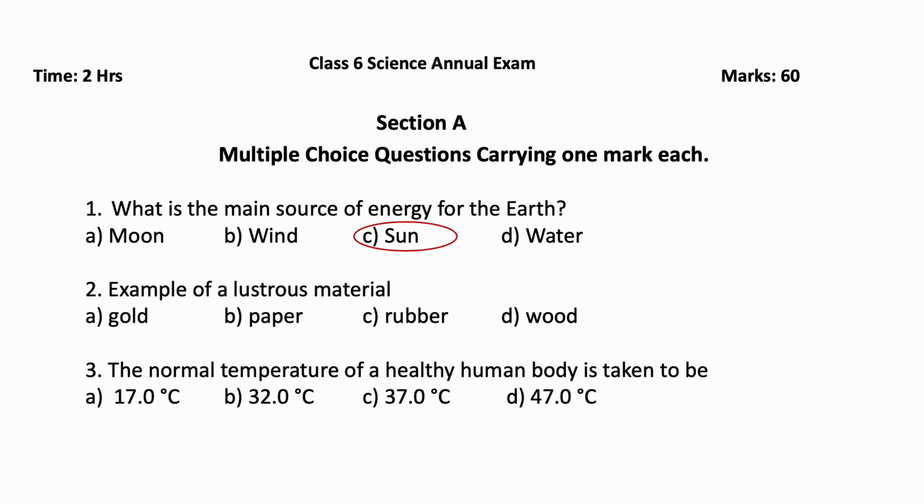Second one, example of a lustrous material. Option A gold, option B paper, option C rubber, option D wood. Correct answer is option A gold. The normal temperature of a healthy human body is taken to be option A 17 degrees Celsius, option B 32 degrees Celsius, option C 37 degrees Celsius, option D 47 degrees Celsius. Correct answer is 37 degrees Celsius.